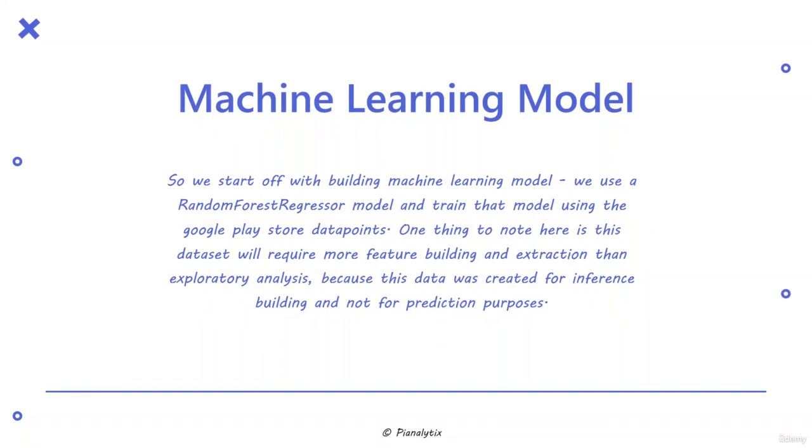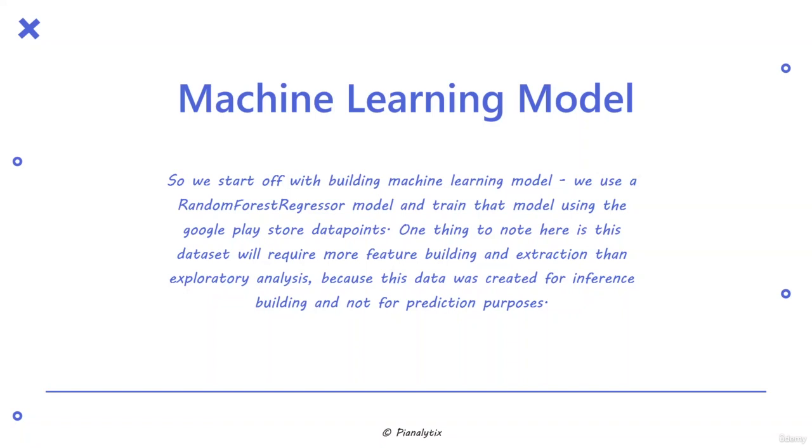Now the first part, that is building the machine learning model. So we start off with building the machine learning model, and we use a random forest regressor model and train that model using the Google Play Store data points. Now one thing to note here is that this dataset will require more feature building, just like I said before, and extraction than exploratory analysis, because this dataset was actually created for inference building and not for prediction purposes.